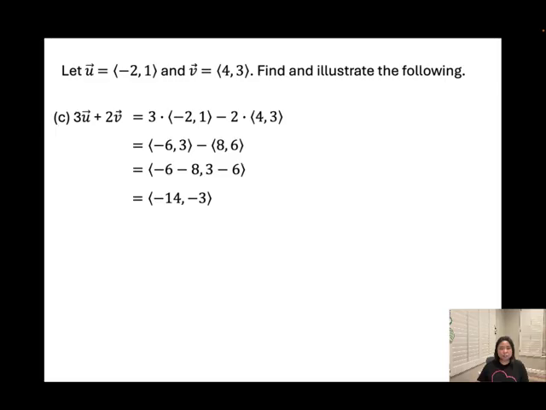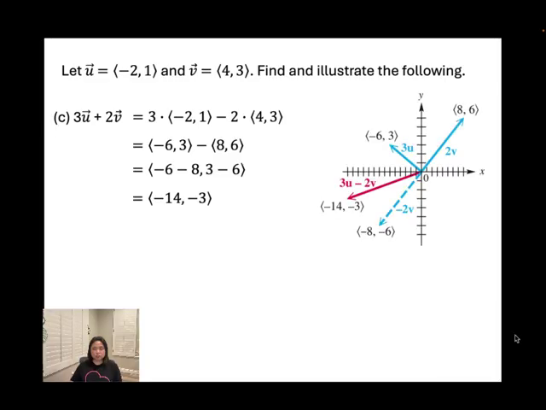And again, try to sketch the picture. Okay, we do have a 3u here, 2v here, and a -2v. Three u here and 2v here. And then remember that we're gonna find the -2v and then find out the resultant.